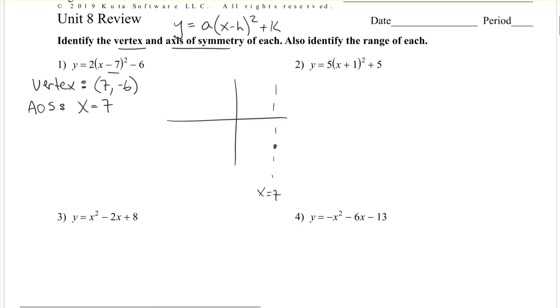And we see that our a value is positive, so we know that our graph's going up. So our range is all real numbers, right? Everything that's above that line. So all real numbers that are greater than or equal to, what's this value? This was 7, negative 6. So everything greater than or equal to negative 6.